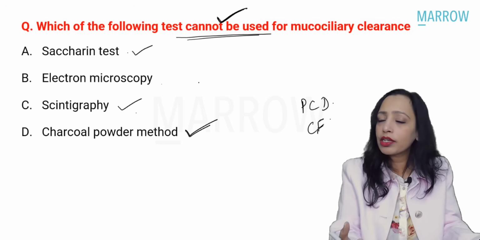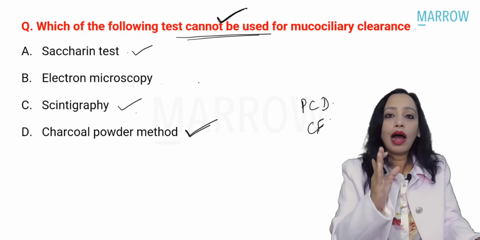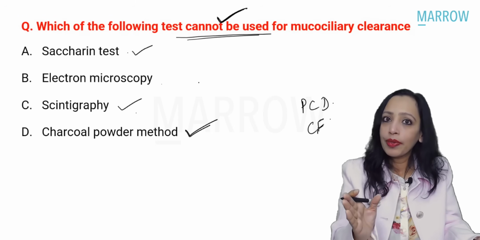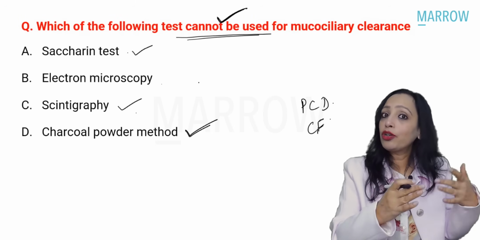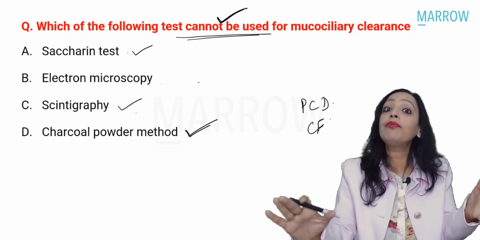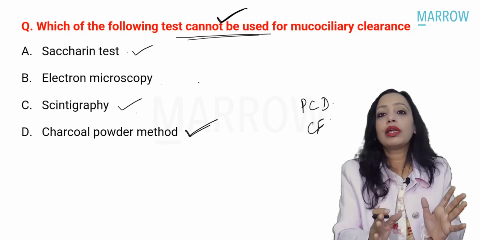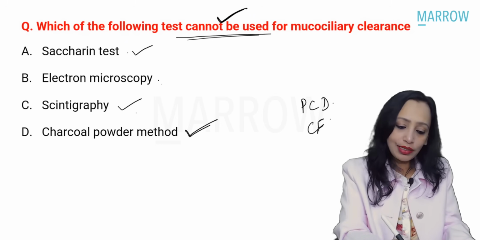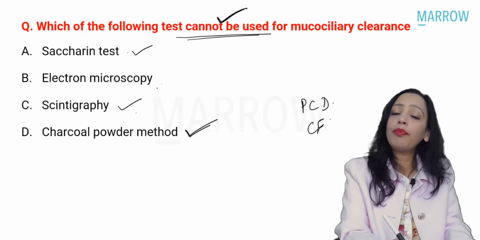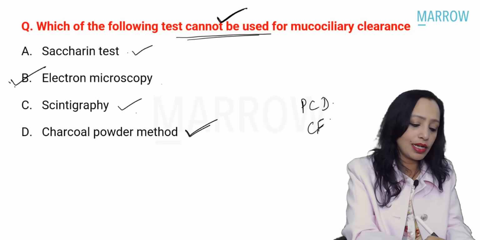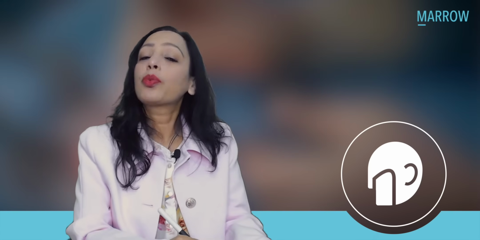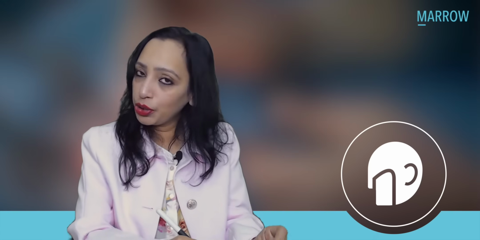So electron microscopy will just tell you that the ultrastructure of the cilia is normal. But still, in spite of this being normal, the clearance time could be delayed. So it will not be an indication of the mucociliary clearance. So that is the answer. This will not be used for mucociliary clearance. The answer is B here. So these were the questions of session 1.